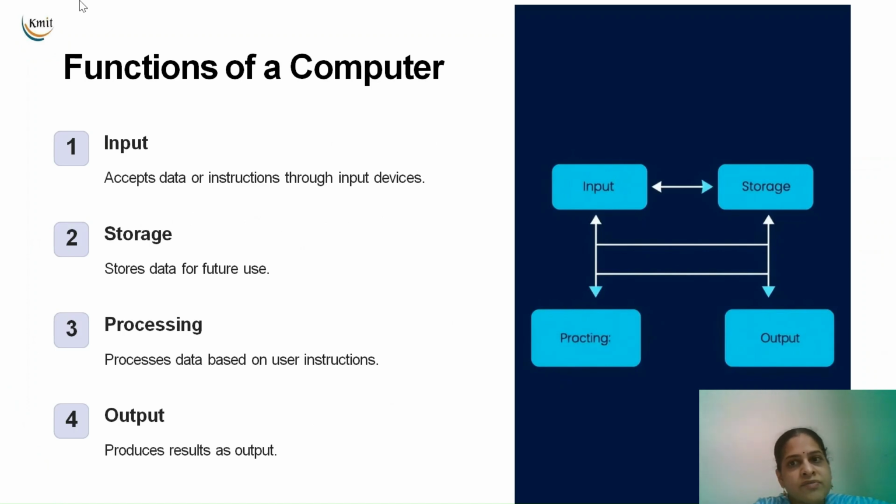Next, coming to the functions of the computer, it is responsible for 4 functions like input, storage, processing, and output. As a part of the input, it accepts the data or instructions through the input devices from the user. As a part of storage, it stores the data which is required for future use. As a part of processing, it processes the data based on the instructions which are given by the user. As a part of output, it produces a result. These are the main functions of a computer.